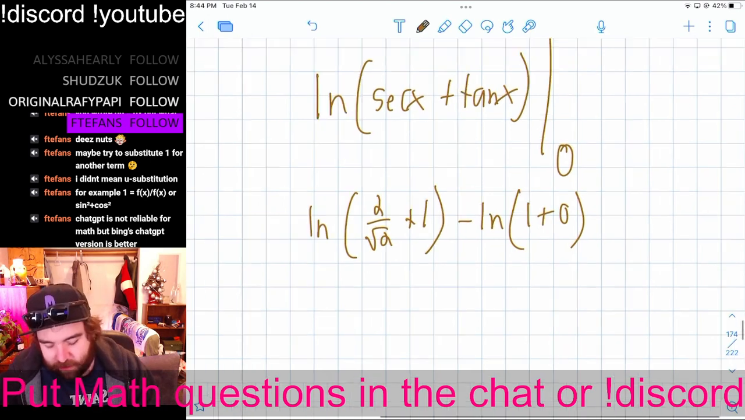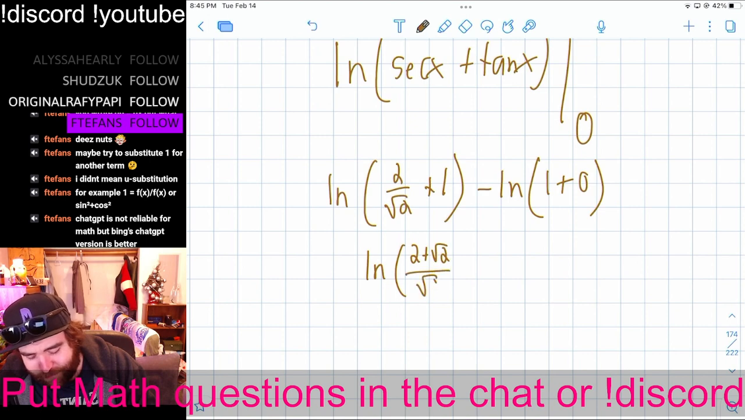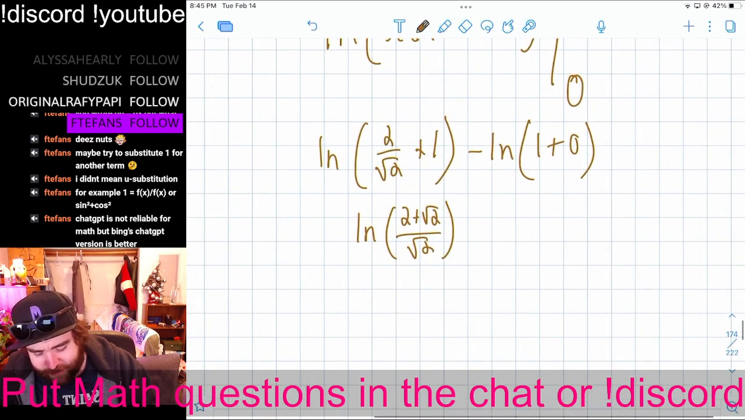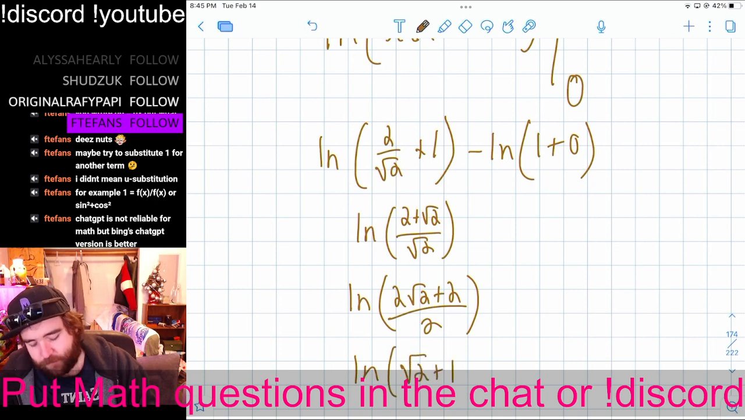It's kind of what I expected. So the answer should be the ln of 2 plus root 2 over 2. If you combine the fractions, if you then rationalize, which probably would be better, you would end up with the ln of 2 root 2 plus 2 over 2, which is then the ln of root 2 plus 1.